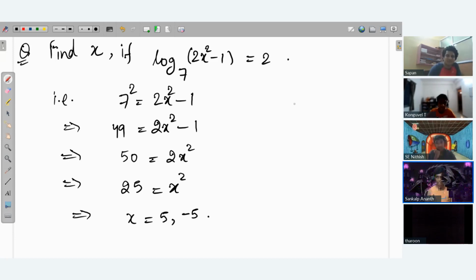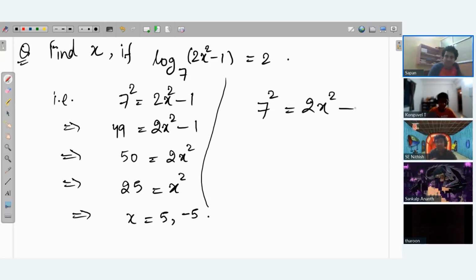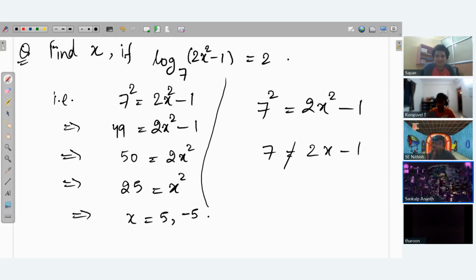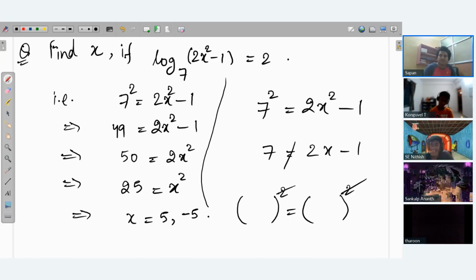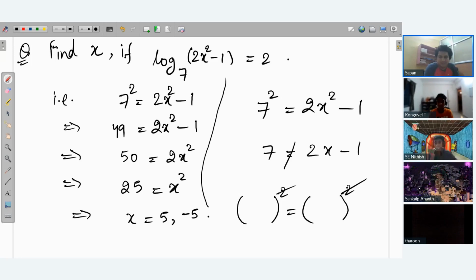No, you can't do it. You can only do it if the whole side is squared. If it is like this, then writing 7 is equal to 2x minus 1 is not correct. That's wrong. We can't cancel like this. Both of them are having some powers. 2x whole squared means you can do that.